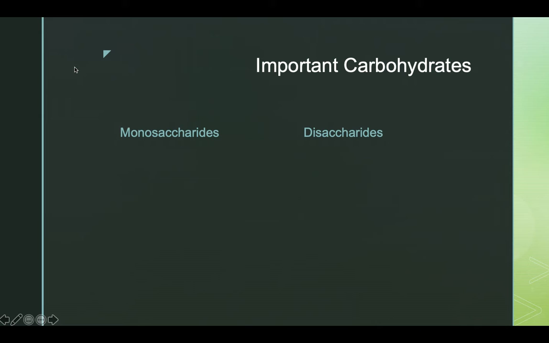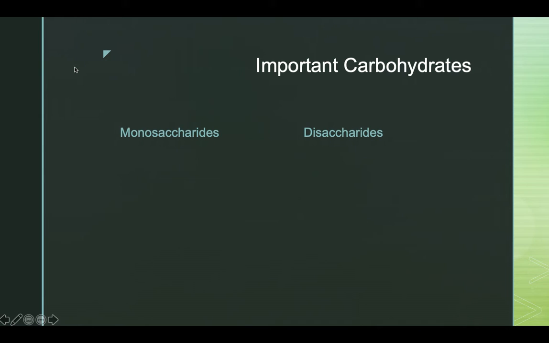So remember, we had three overarching types of carbohydrates. Monosaccharides, mono means one, they have one simple sugar. Disaccharides, di means two, they have two simple sugars combined. And polysaccharide, poly means many. So these are long chains, long groups of simple sugars.